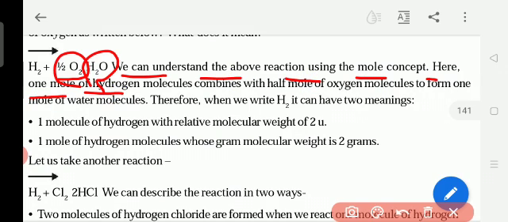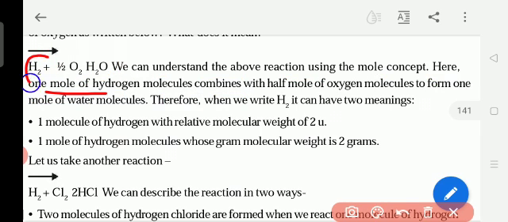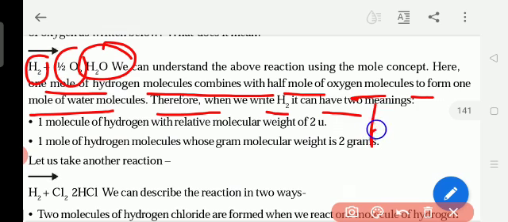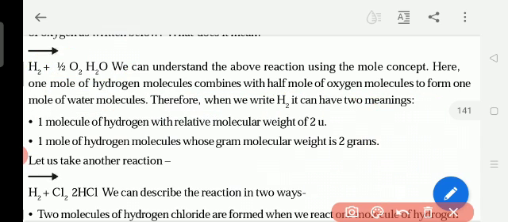Here 1 mole of hydrogen molecule combines with half mole of oxygen molecule to form 1 mole of water molecule. Therefore, when we write H2O, it can have two meanings. 2H2O means two molecules of water. H2O means one molecule of water. 2H2O means two molecules of water.